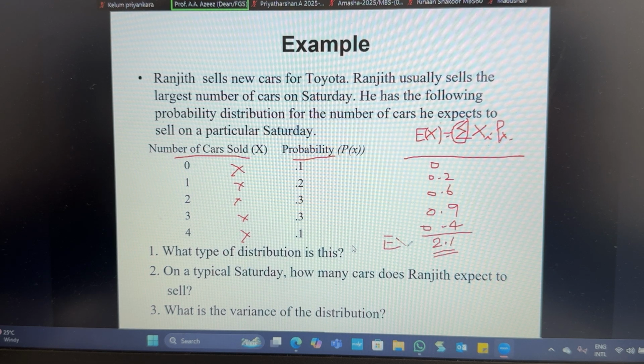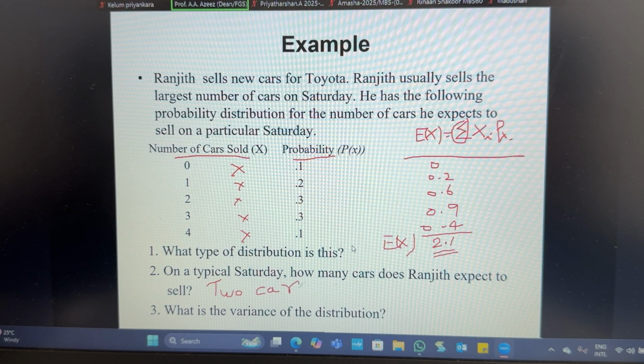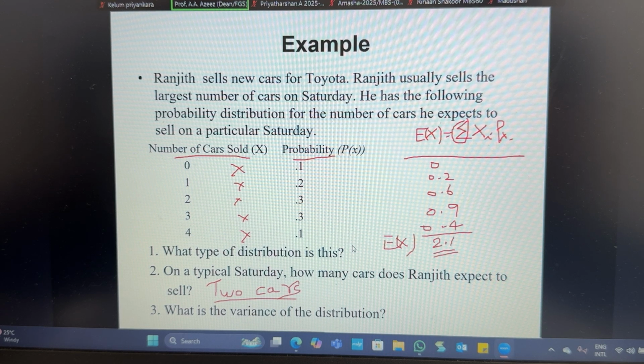So you may say 2.1 cars is not possible, but anyway you may say you can expect to sell 2 cars. You expect to sell on average 2 cars. So what is the variance of this distribution?